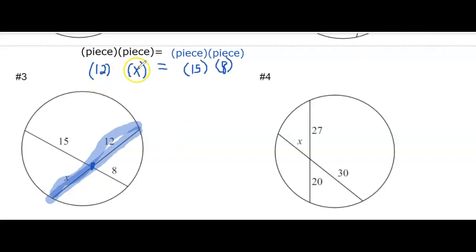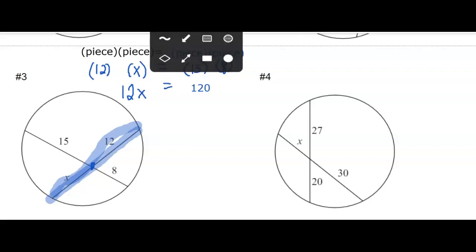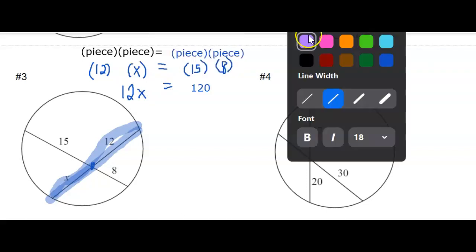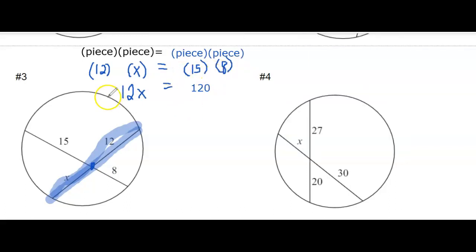Okay, you should have written 12 times x equals 15 times 8. So 12 and x, 15 and 8. So 12 times x is 12x. And what is 15 times 8? Okay, good. So you had 120. 15 times 8 is 120. The next step is going to be to divide by 12. So 120 divided by 12. 12x divided by 12 is just x. So x equals, good, 10.